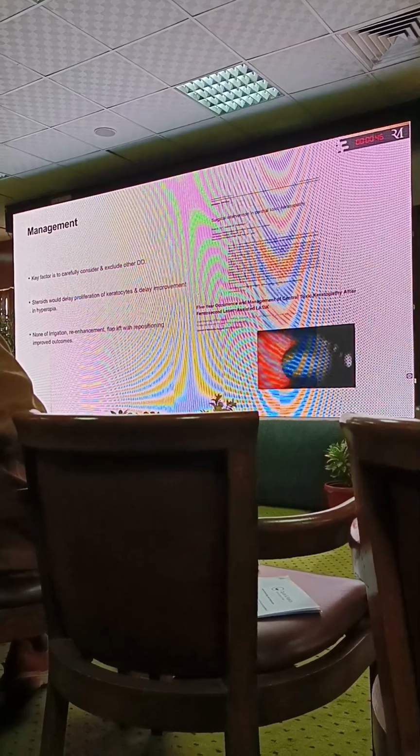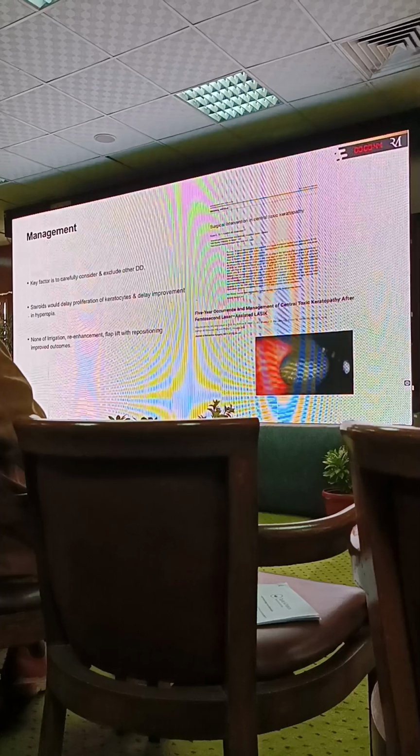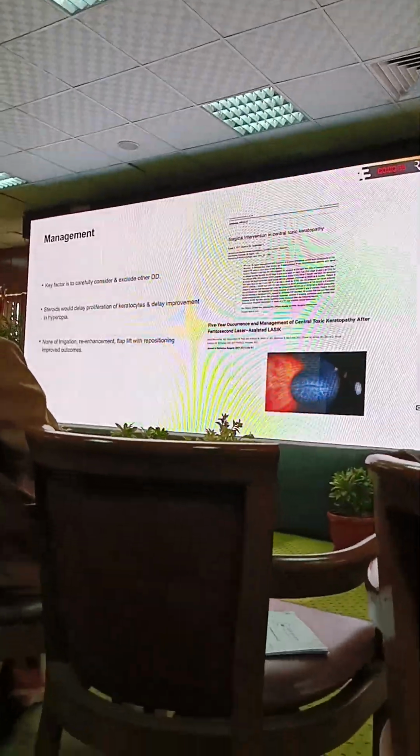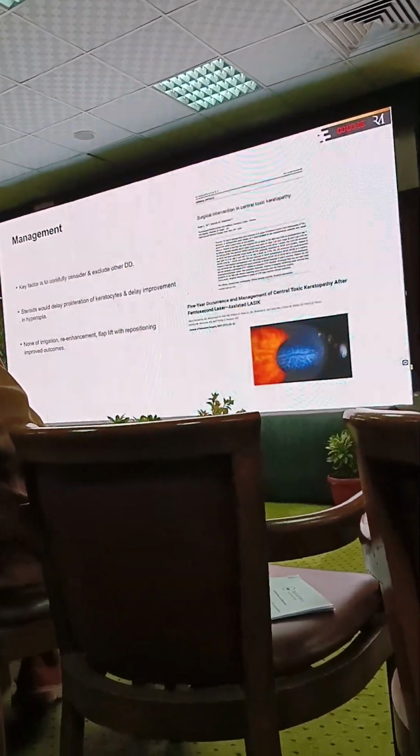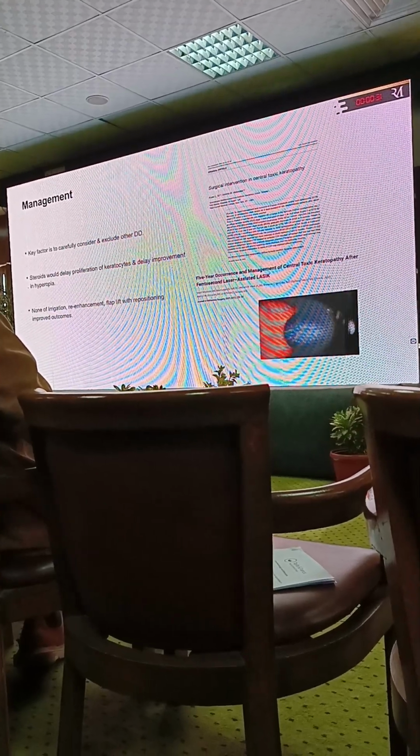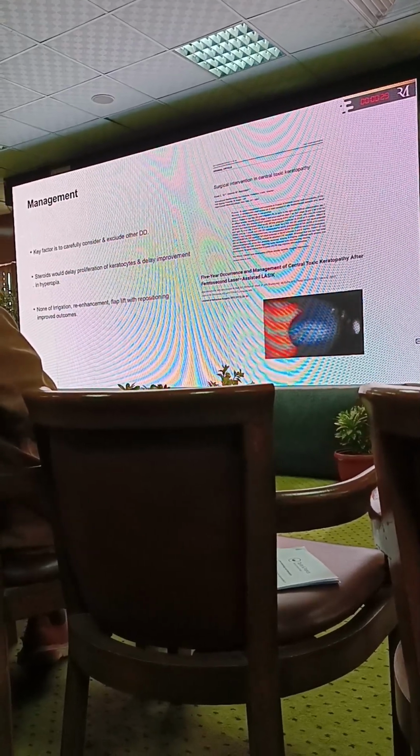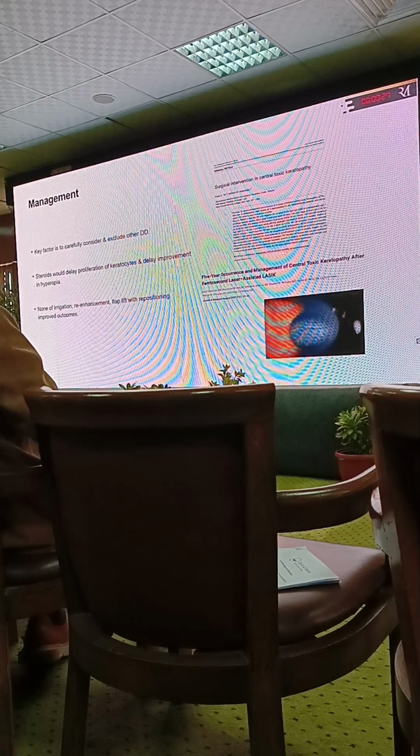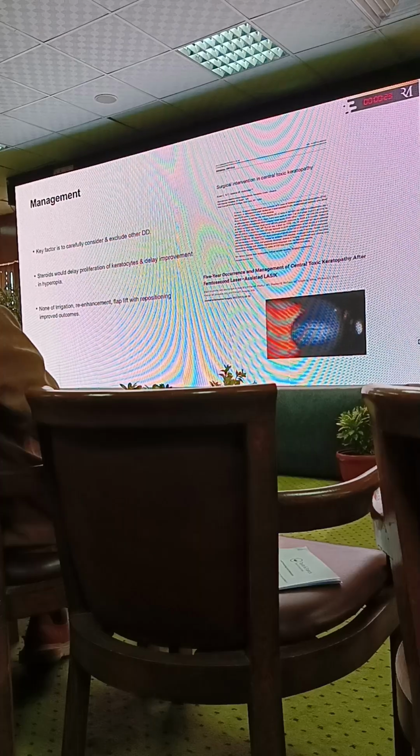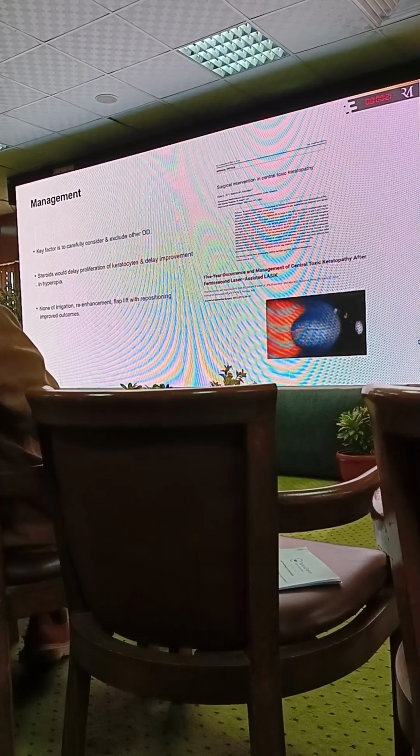The management here is to exclude the other differential diagnosis and to do careful follow-up. Steroids would delay proliferation of keratocytes and delay the improvement in hyperopia. So we have to stop steroids or to do gradual withdrawal of steroids because there is no role for steroids in improvement in CTK.